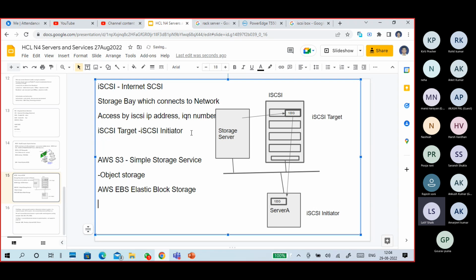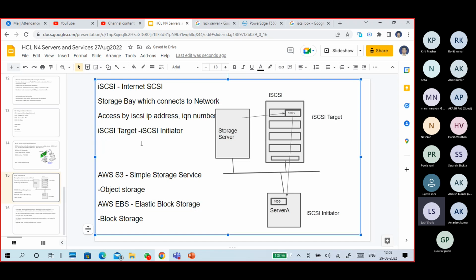Elastic Block Storage, EBS, is a kind of block storage only. This is an example of block storage. iSCSI or SCSI is actually a kind of block storage. Block storage examples are iSCSI, and SAN is also block storage. So do not confuse: file level storage, object level storage, and block level storage are all there. Object level storage and block level storage, both are good.